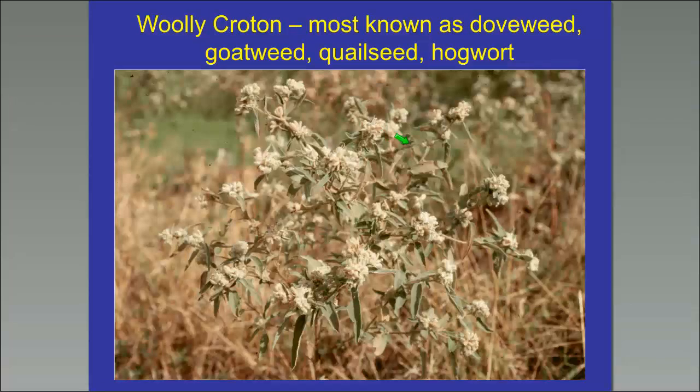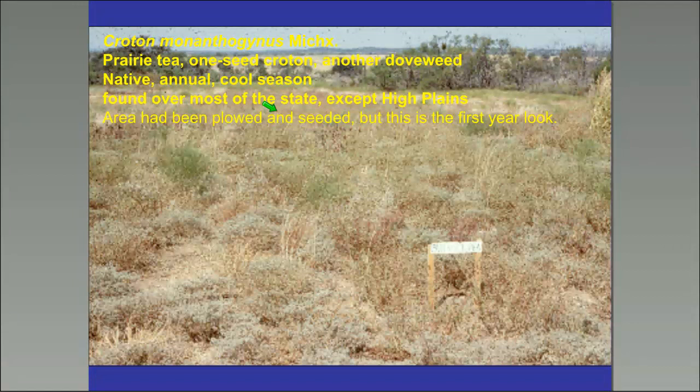But look, here on this woolly croton, known as doveweed, goatweed, quail seed, another name that has been used in Texas is hogwort. And this is toward the end of July, and notice that the seed have already dispersed out of that capsule. So I see a lot of flowers that aborted. They never really fully produced a seed. So rainfall can have a lot to do with what these annual crotons are doing.